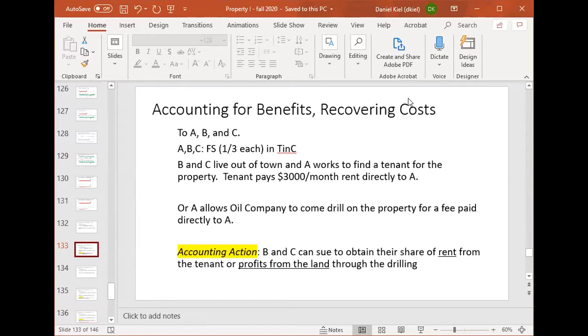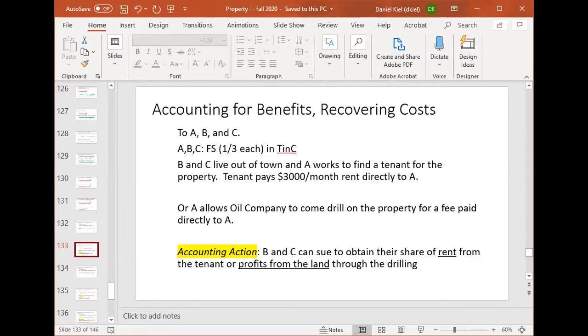So what they do is they bring what's called an accounting action. And we talked about this a little bit with Jasky about Mrs. Schwartzwald trying to get the rent. We talked about also why that would not be successful in that circumstance. But here, I do think it would be successful. An accounting action is an action brought by a co-tenant to receive their appropriate proportional proceeds from rent or from profits from the land. Okay.